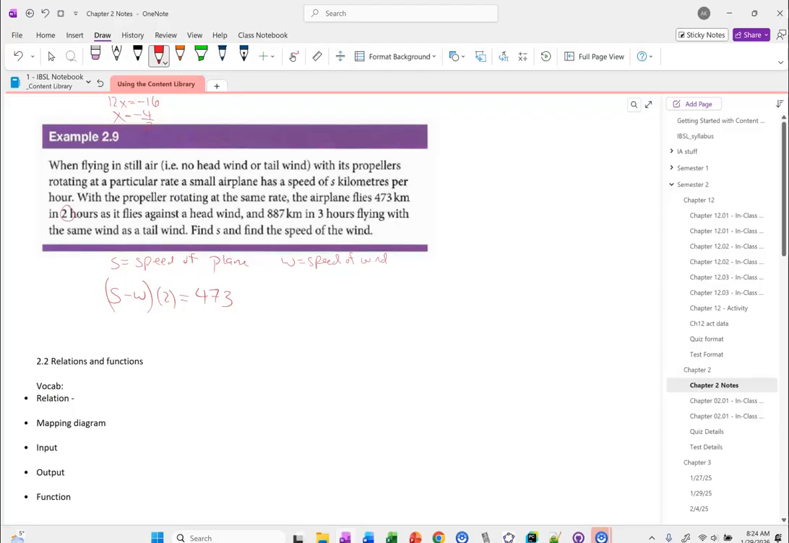Now if I'm flying with the wind, it would be faster, so that wind would be pushing. So that's my speed, or my rate, and then 3 is my time, and we went 887. And now I have my system, and it's just pick your method from here and go. Do we need to solve this one? I feel like we're probably good, right? Yeah.